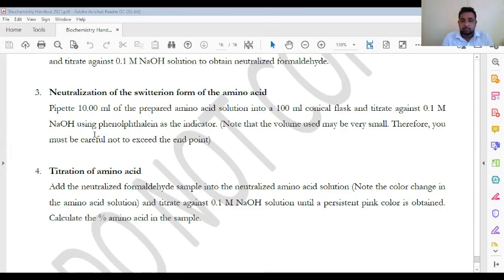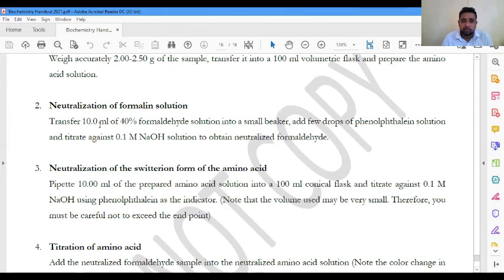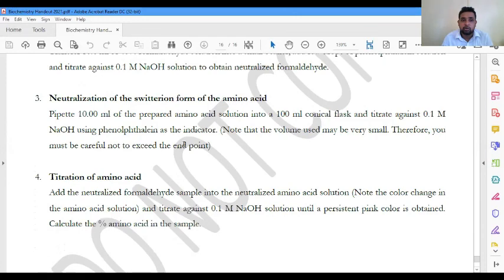Usually, as I repeatedly say, amino acids exist in the zwitterionic form naturally. So we cannot do a titration when a zwitterionic form is there. Thereby we have to neutralize the zwitterionic form of the amino acid. For that, we have to take 10 milliliters of the prepared amino acid solution into a conical flask, and titrate against 0.1 M sodium hydroxide using phenolphthalein as the indicator. This is the second titration of this experiment. As the first titration, you neutralized the formaldehyde solution, and as the second titration, you neutralize the zwitterionic form of the amino acid, or the prepared amino acid solution, against 0.1 M sodium hydroxide.